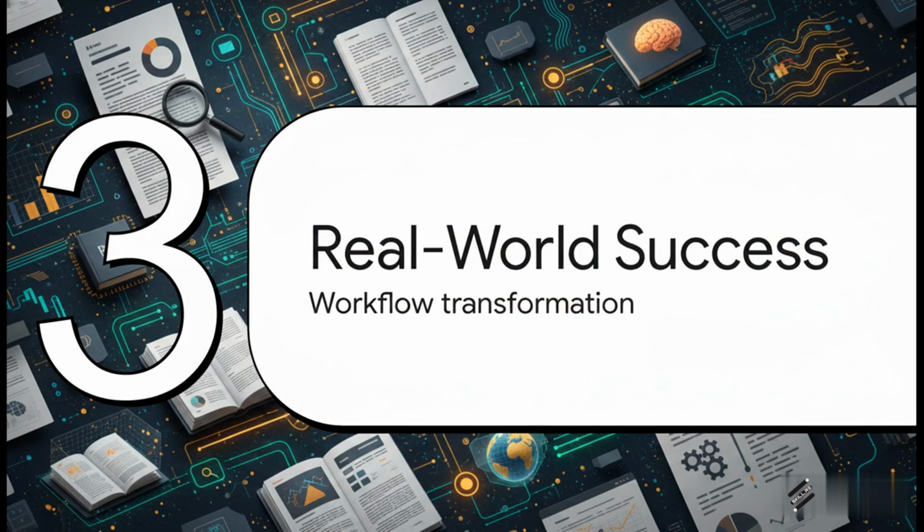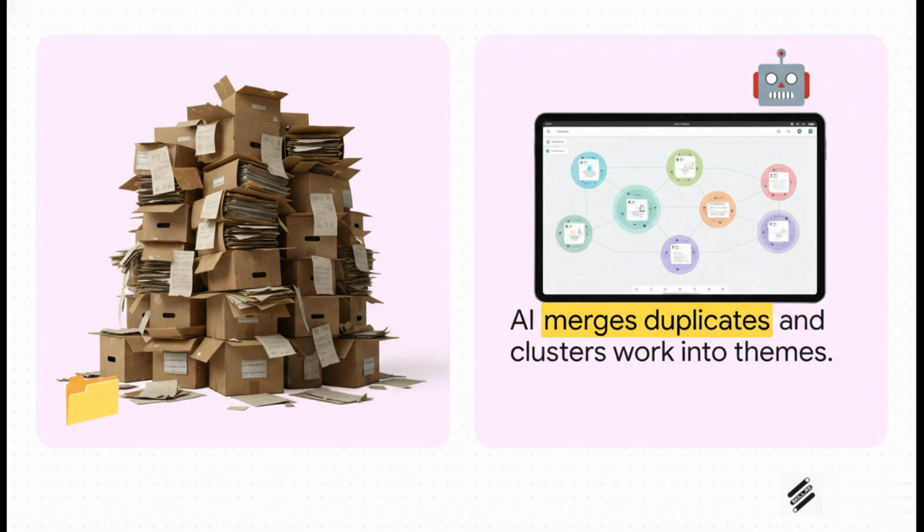Okay, Section 3, Real-World AI Success. Let's look at this workflow transformation in action and see how this becomes an undeniable advantage. Imagine trying to organize a massive career-spanning library of about 3,000 papers. Without AI, you are manually reviewing 15 years of work and you're probably losing historical data because your old project names don't even make sense anymore.